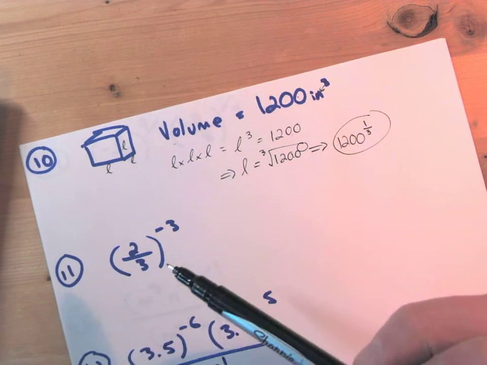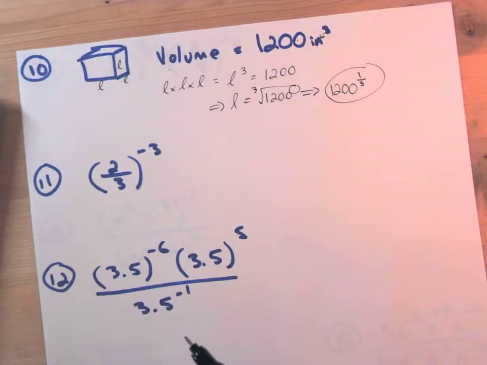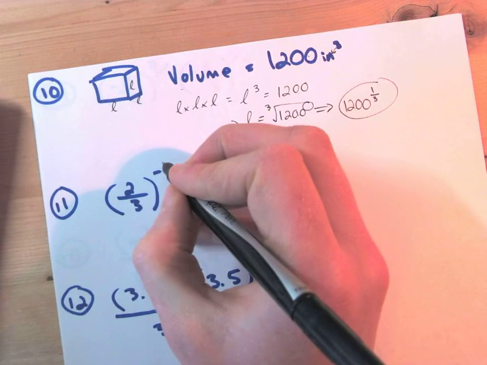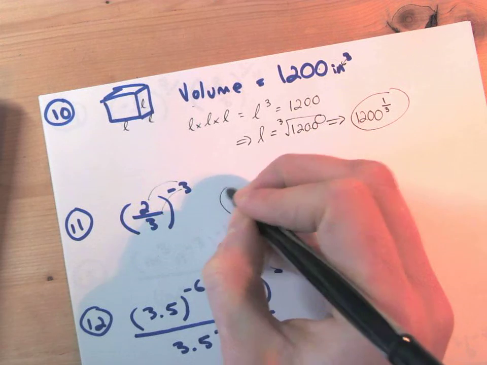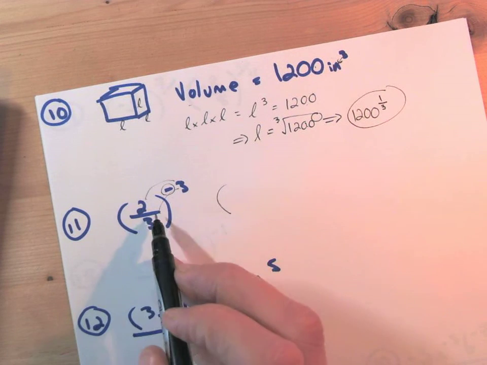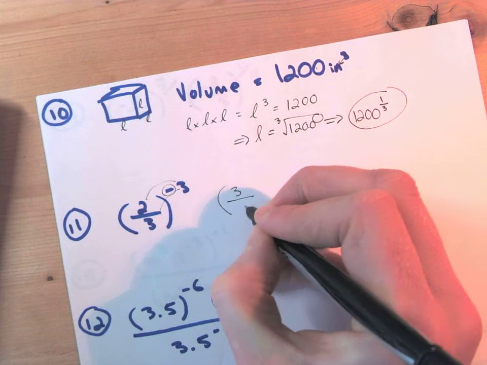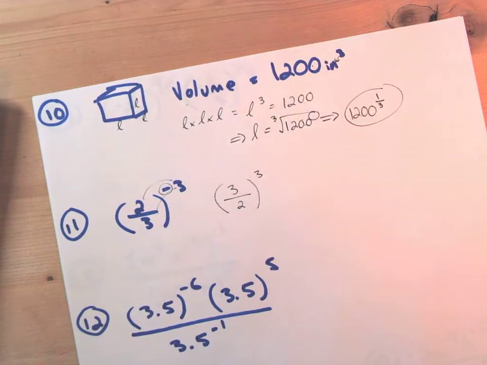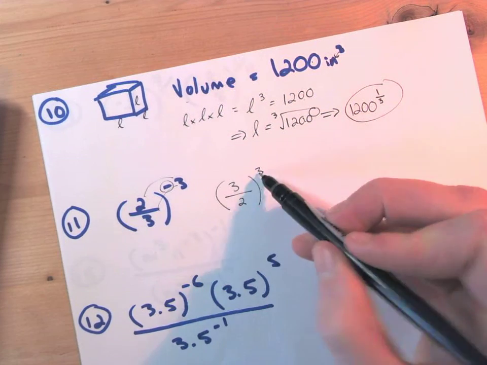Now this next one is 11. Evaluate 2 over 3 to the negative 3. When I see this, you can distribute this into each number, or we notice that this is a negative, so we can swap the whole fraction because the big brackets are surrounding everything. So we can go 3 over 2 to the positive 3. We're allowed to swap it and change it positive.